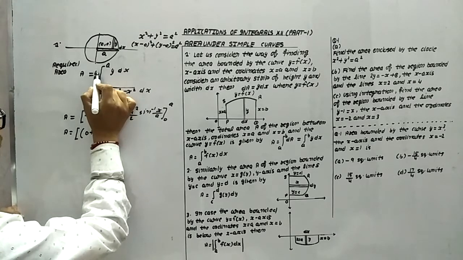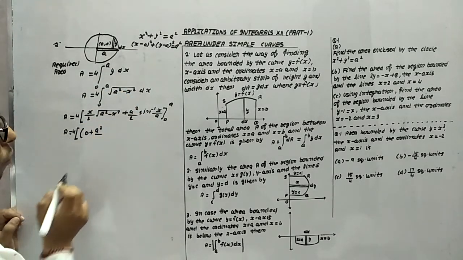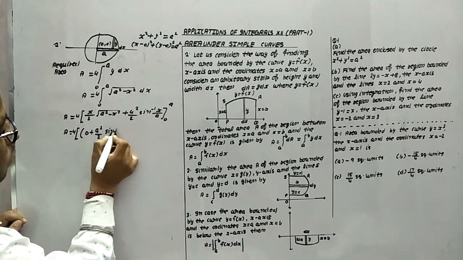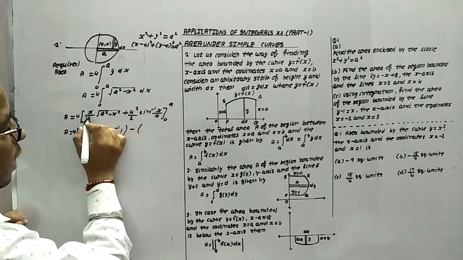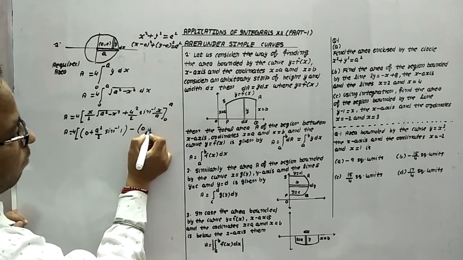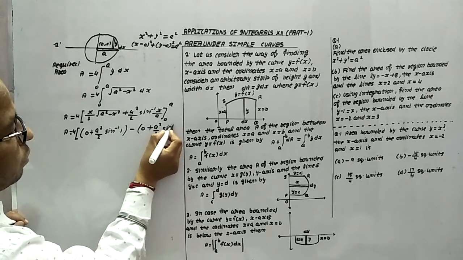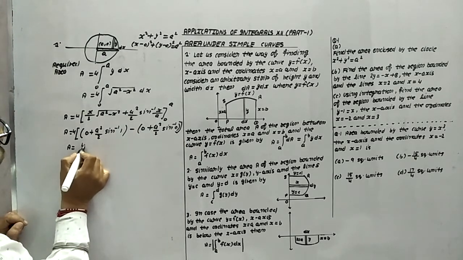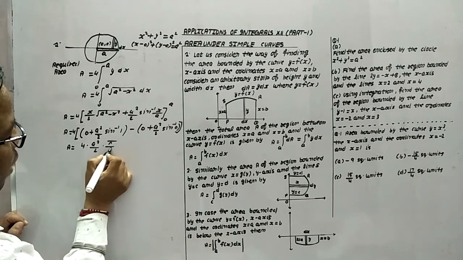4 times, because it means the whole area. So the upper limit gives 0 plus a square by 2 times sine inverse 1, and minus the lower limit: x by 2 term means 0 only, plus a square by 2 times sine inverse 0. Sine inverse 0 means 0 only. Therefore, the area is equal to 4 into a square by 2 and sine inverse 1 means pi by 2.